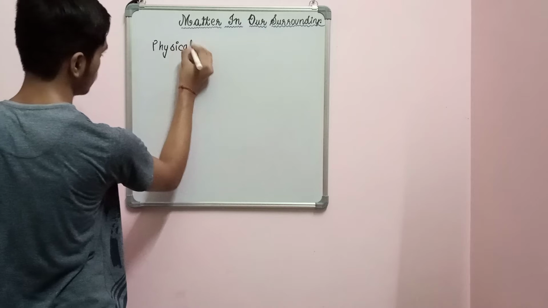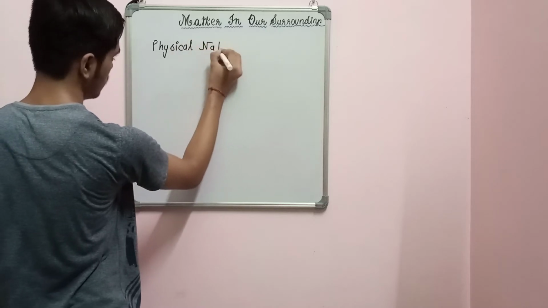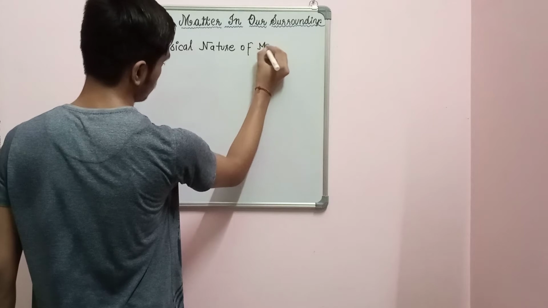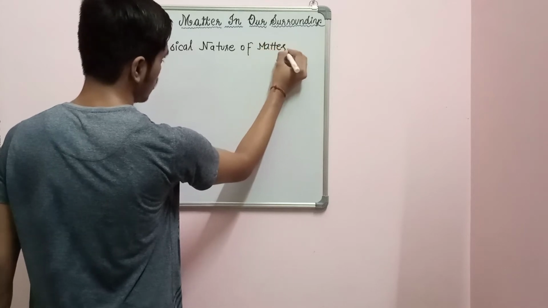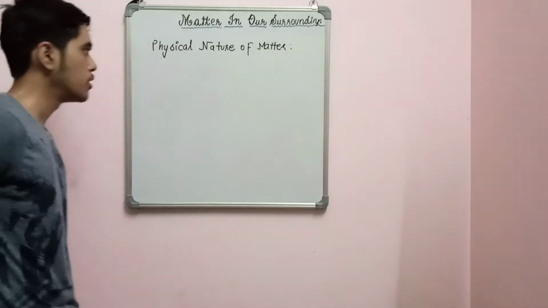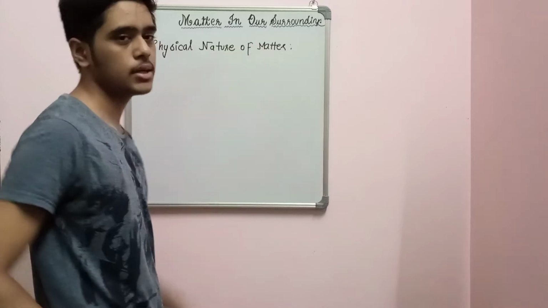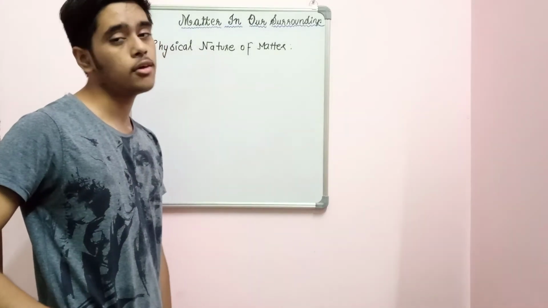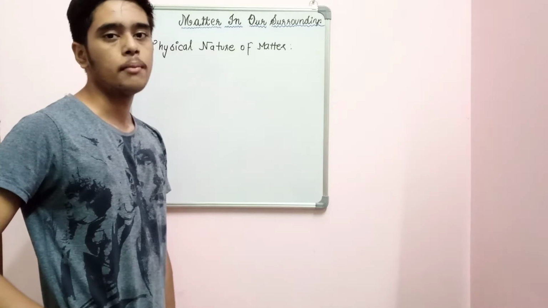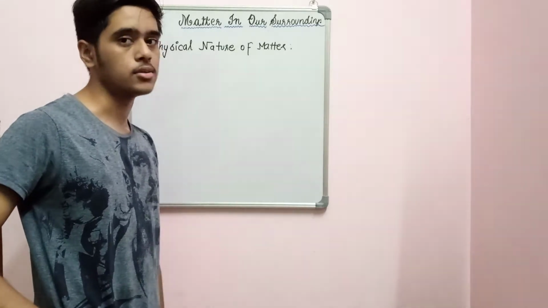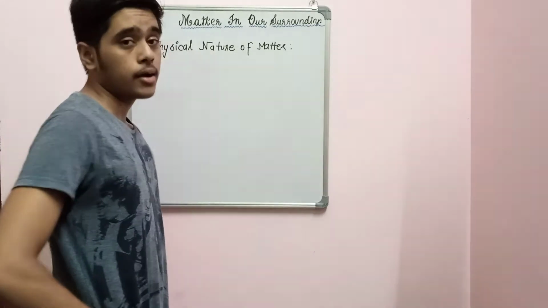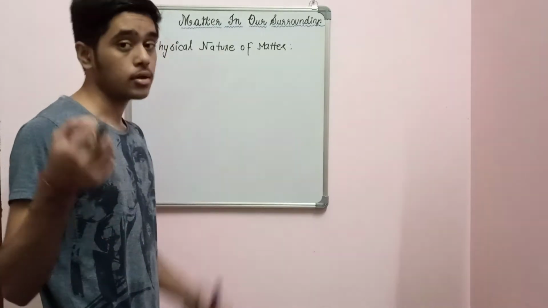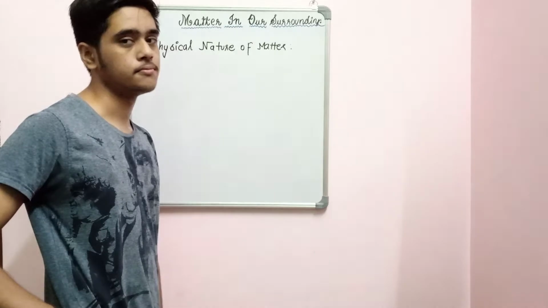Physical nature of matter. So this topic tells you what the basic constituent of all the matter is. I told you in the previous video that all the matter around us is made up of particles, and all the particles have one common thing, one common particle, that is called the atom.